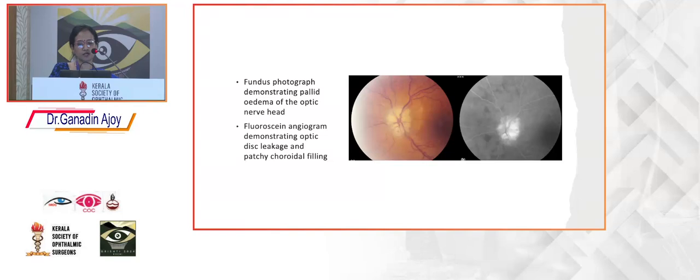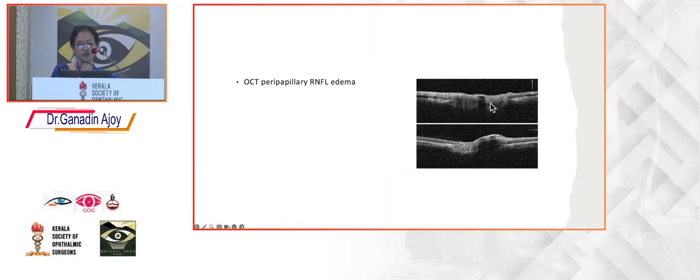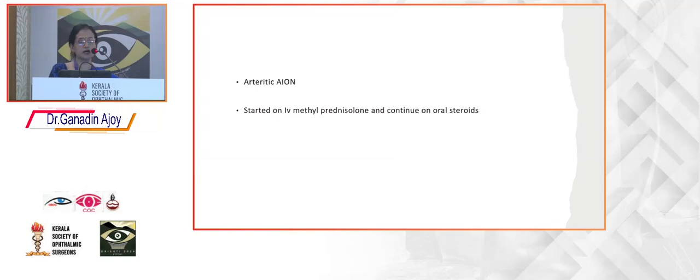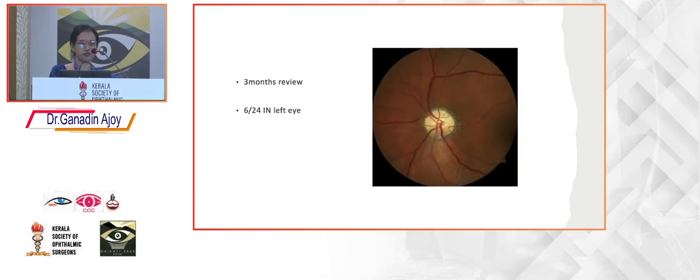The fundus photograph, as I've said, demonstrated this, and the angiogram shows an optic disc leak with patchy filling of the choroid. OCT again shows RNFL edema. ESR is 60, elevated; CRP is elevated. We considered a temporal artery biopsy at this stage, but unfortunately she had an ASOM and a mild fever, so we waited 24 hours. Beyond 24 hours, we started IV methylprednisolone and continued oral steroids. She did well, and vision improved to 6/12, but the disc had gone to pallor by that time.